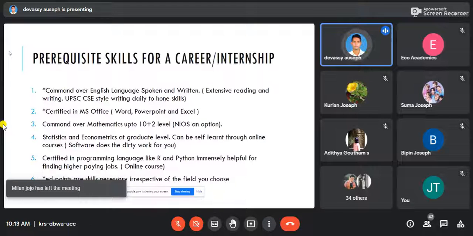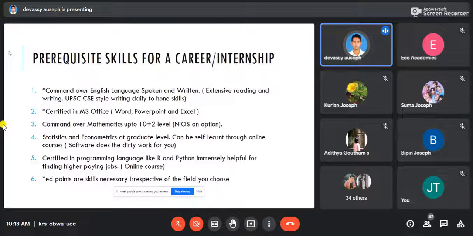Now, what are the prerequisite skills for a career or an internship? Irrespective of whether you're going for a white collar job, that is any job that is not a blue collar job, the prerequisites for you landing a good career or an internship, I'm emphasizing again, are two skills that are required irrespective of the field, irrespective of the industry that you're going to. Number one is command over the English language, spoken and written.